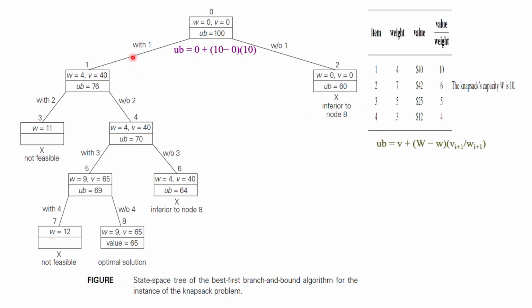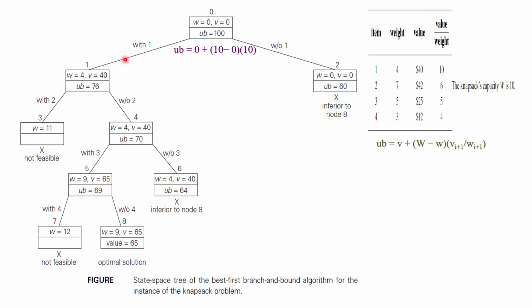Next I'll start including the items in a bag here. Now I have to check all the possibilities. If I include this first item, is it possible to get the maximum profit? Or if I do not include this first item, is it possible to get the profit? I don't know. That's why I have to check both the possibilities here. With 1 means I am inserting this first item in a bag now.